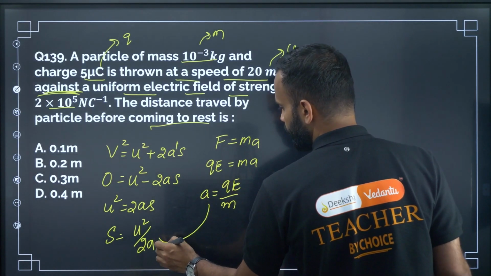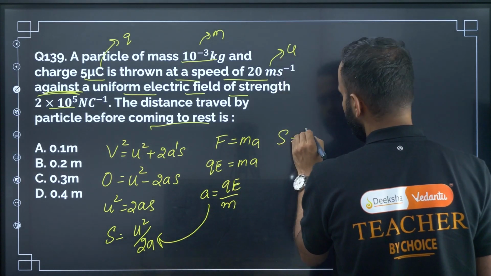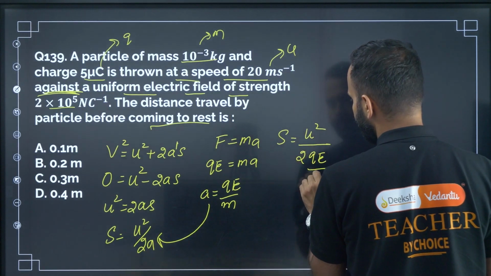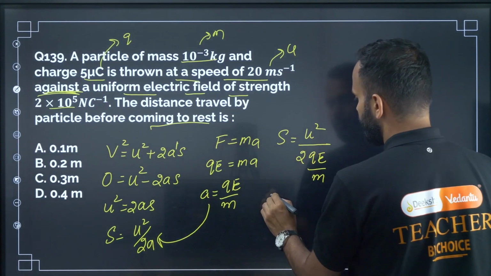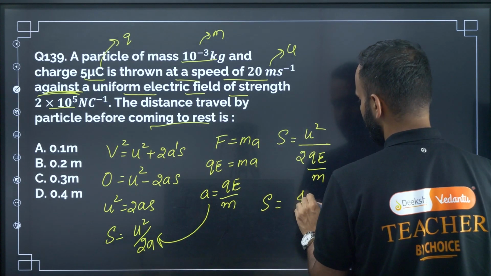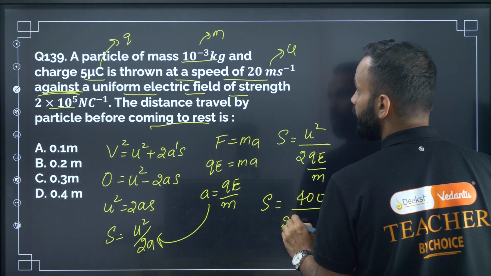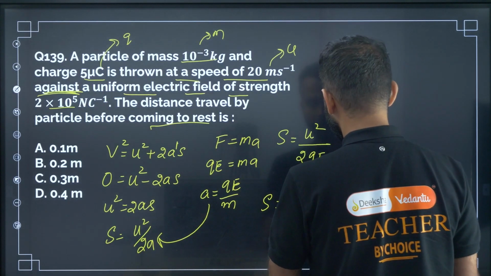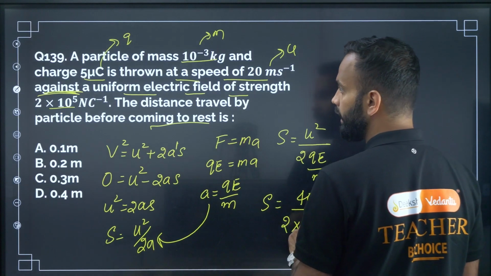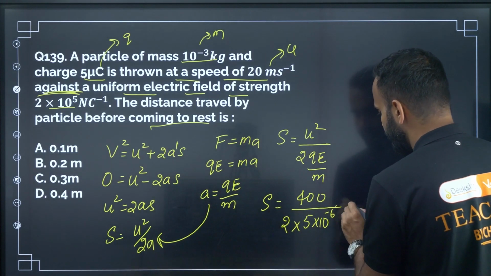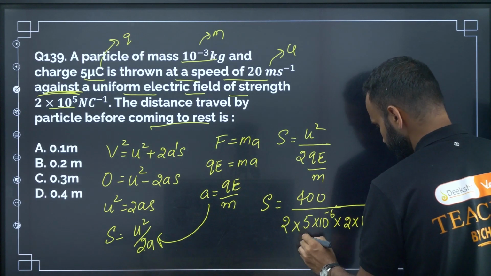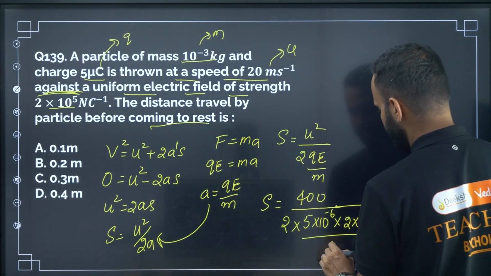Now substitute A into this equation. S equals U square divided by 2 QE by M. So now S equals U square, which is 20 squared, that is 400, divided by 2 into, here Q is 5 into 10 to the power minus 6, E is 2 into 10 to the power 5, divided by 10 to the power minus 3.